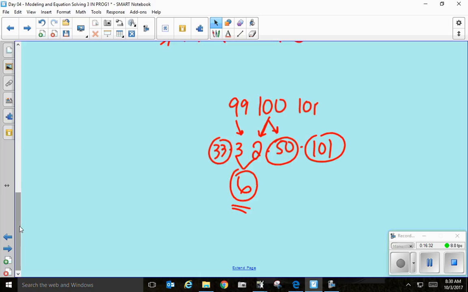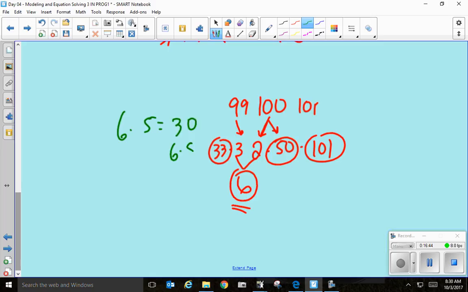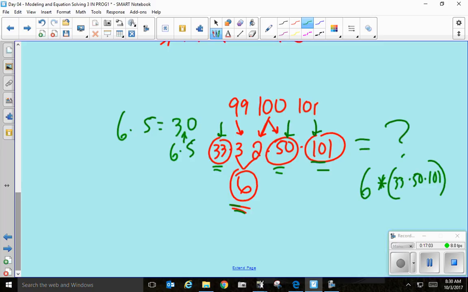Because 2 times 3 is 6. Okay? Give me a number I can multiply by 6. 6 times 5, that's 30. Is 6 a factor of 30? Yeah, because 6 times 5 is 30. So as long as I'm multiplying something by 6, whatever this product is, 6 will always be a factor of it. It is 6 times some value. This value happens to be 33 times 50 times 101. Always.